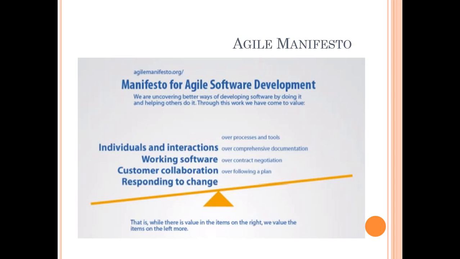So we value individuals and interactions over processes and tools. Which does not mean that henceforth we will not follow any processes and will not take help of any tools. No, we would still have some processes, some guidelines to be carried out, some tools to be used. They are here to ease our life, but we will value the things on the left side more than the right.